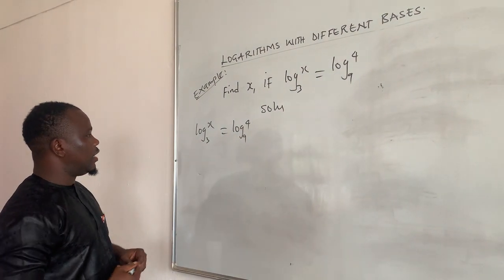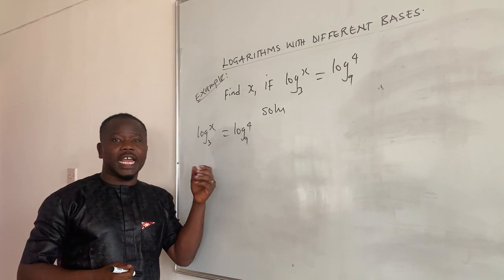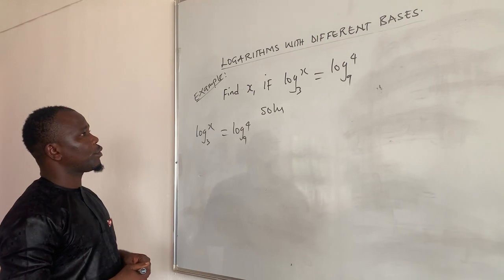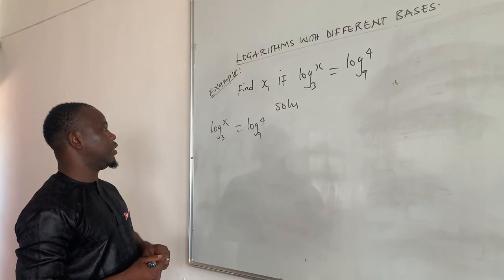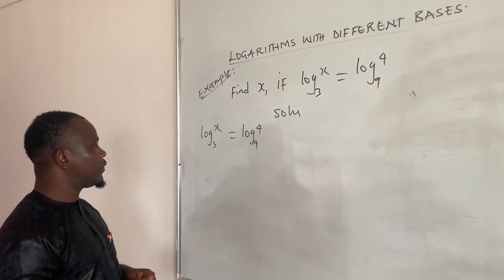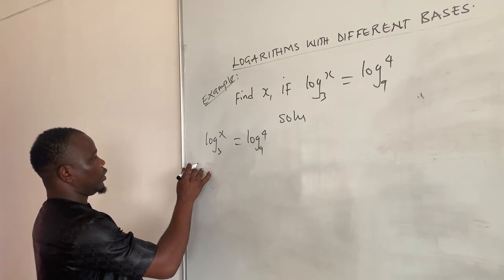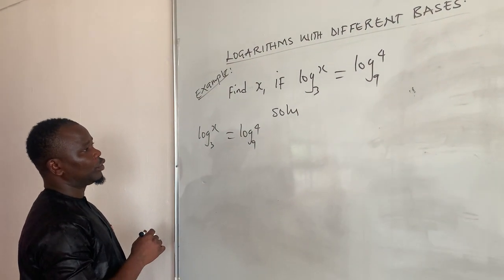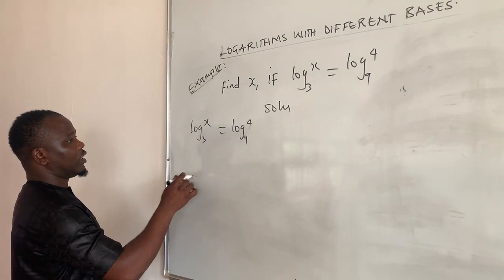Look at the left and the right hand side. You discover that the bases are not the same. So we are going to convert this right hand side to have the same base as the left hand side. Since the bases are not the same, this is what we are going to use in terms of conversion.